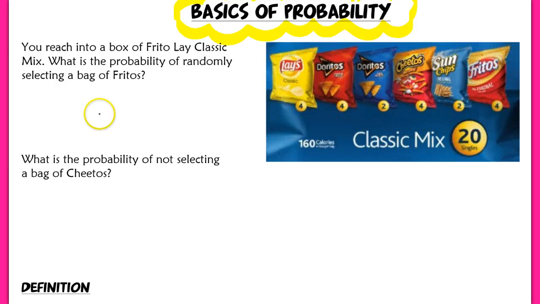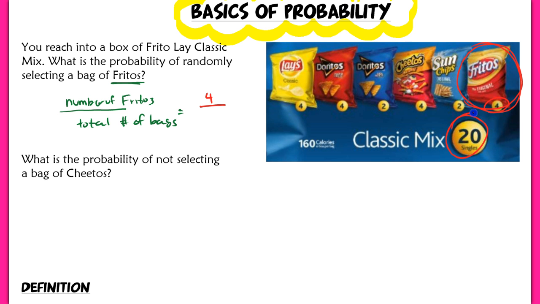Well, when we set up a probability, it's going to be a ratio, and we're going to put on the top here the total number of Fritos. So we're going to look at the number of Frito bags over the total number of bags. In this case, there are 4 possible Frito bags, and the total number of bags in this entire box is 20. So if we reduce this fraction, I would get 1/5. The probability that I will reach in and randomly grab a bag of Fritos is 1 out of 5.